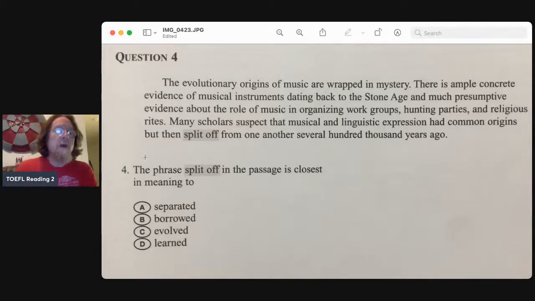Question 4. The phrase split off in the passage is closest in meaning to what? A, separated. B, borrowed. C, evolved. D, learned.